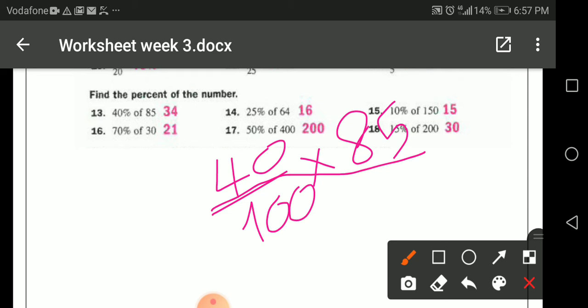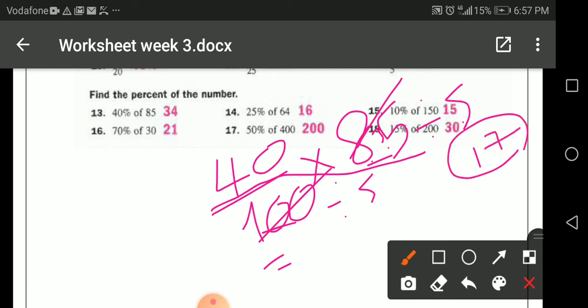I told you we have to simplify to make it easier for us. 85 and 100 are both divisible by 5. 85 divided by 5 gives me 17. 100 divided by 5 gives me 20. Down we've got 20. So we have 40 over 20 multiplied by 17.